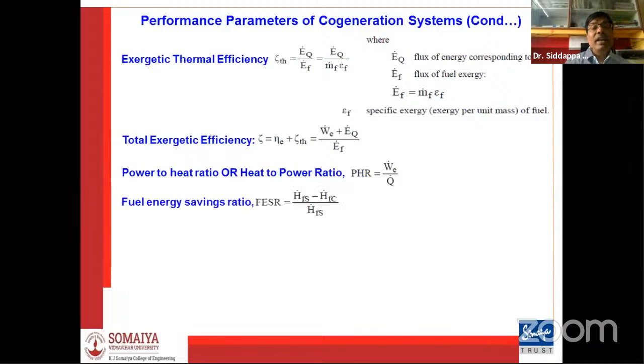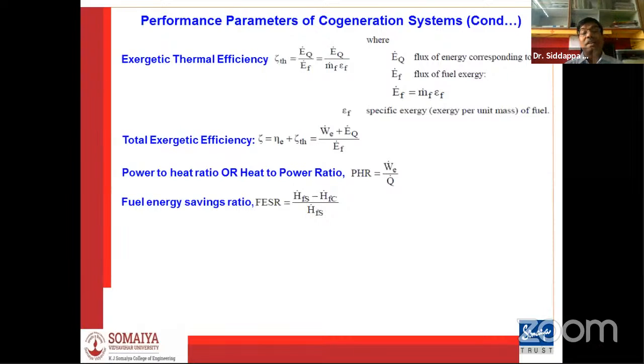Then the fuel energy savings ratio. We are going to discuss how much fuel energy I am going to save by using a cogeneration system. For example, I'll take a thermal power plant, a steam turbine power plant. Initially I have to heat 1 kg of water and convert it into steam at 100 degrees centigrade; roughly I have to supply 2256.7 kJ/kg of enthalpy of evaporation from and at 100 degrees centigrade.